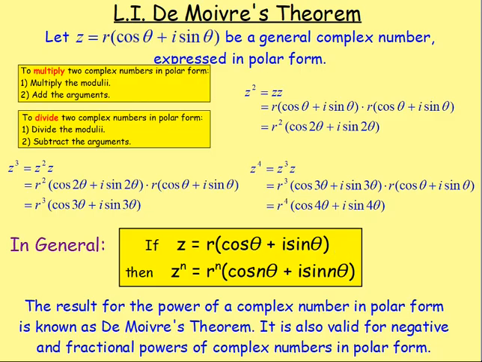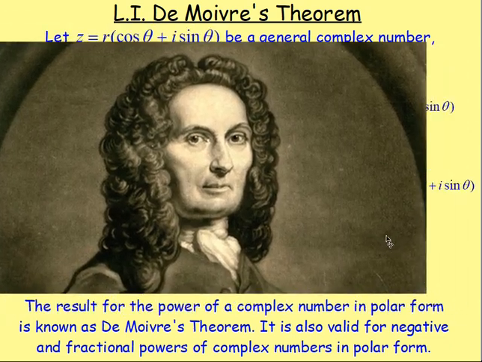It's known as de Moivre's theorem, named after the mathematician Abraham de Moivre.